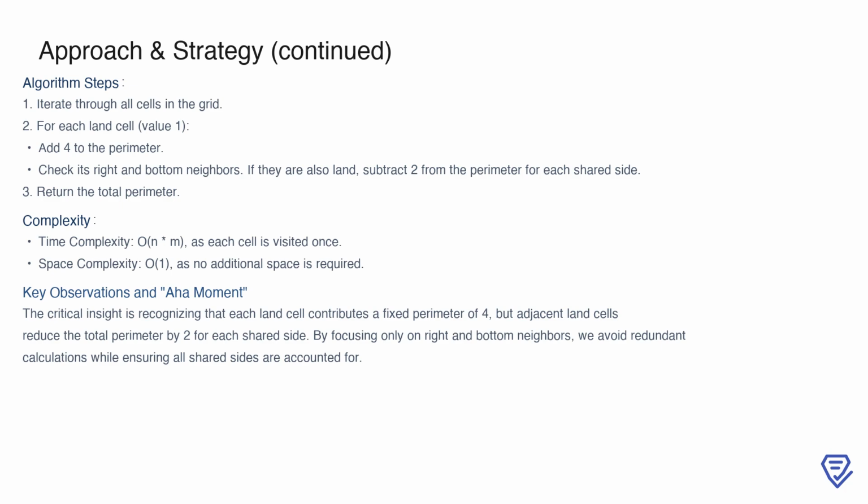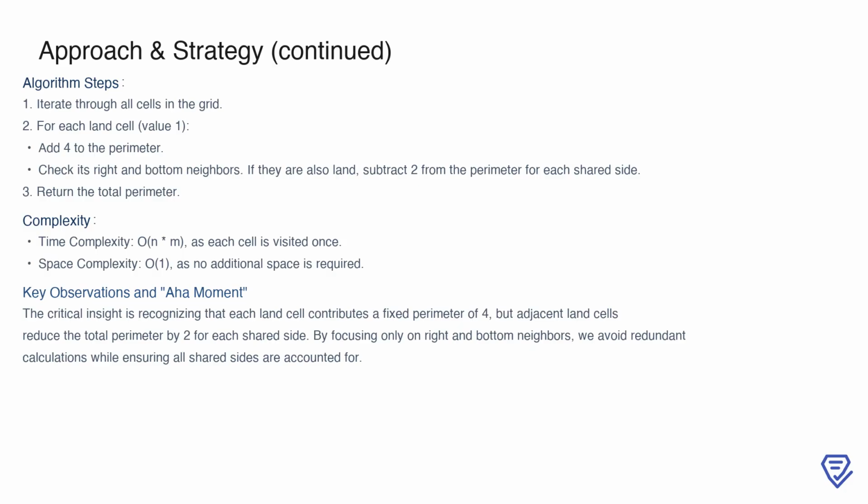For each cell that is land, we add 4 to our perimeter. Then, instead of checking all 4 neighbors, we only focus on the right and bottom neighbors. If either of these neighbors is also a land cell, we subtract 2 from the perimeter for each shared side. This ensures that we don't perform redundant calculations, as we only account for shared sides once. Finally, after processing all cells, we return the total calculated perimeter.